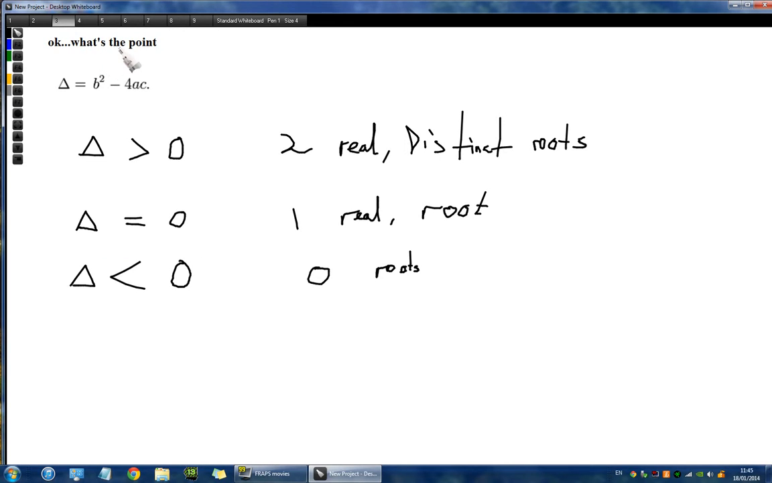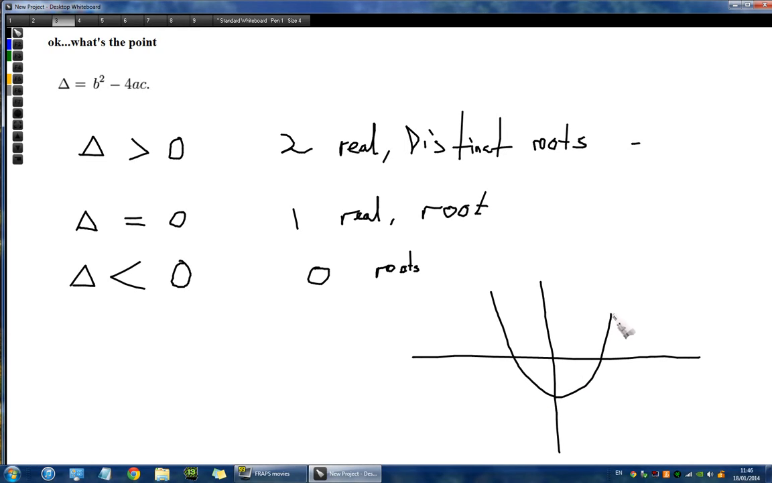Well, like we said, it's tied very closely into the roots of the equation. If we work out the discriminant, and it turns out the value is positive, or greater than 0, we have a curve with two real and distinct roots. And it will look something like this. Here are our two real and distinct roots. This is the case where the discriminant is greater than 0.